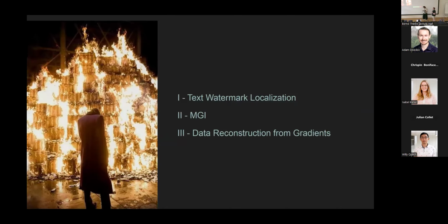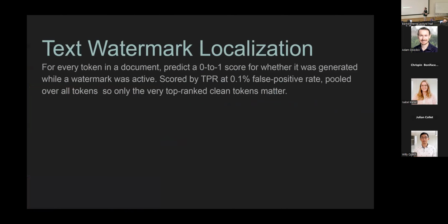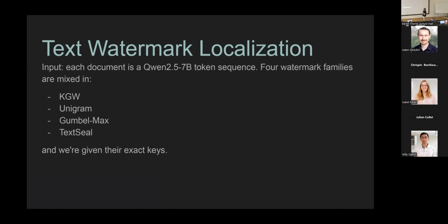Yeah, so 3 tasks, as you all know. Let's start with the first one. Basically, localization of watermarks in the text, and we have to predict a 0 to 1 score for whether it was generated. And the score is TPR at 0.1% false positive rate. So the input, each document was a 2.57 billion parameter token sequence.